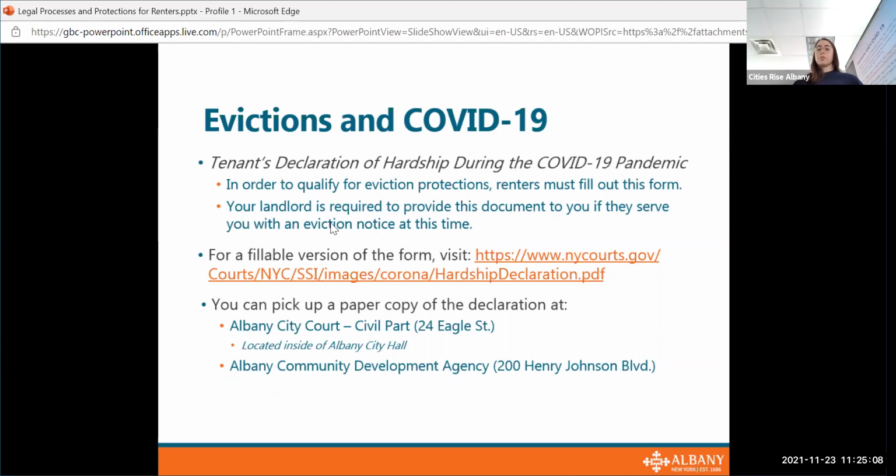Your landlord is supposed to give you a copy of that form if they serve you with eviction papers during this time. But if you need a copy, you can also download it from newyorkcourts.gov, or you can pick up a paper copy at Albany City Court, which is again inside of Albany City Hall at 24 Eagle Street. Or you can also pick up a copy of the declaration here at our office at 200 Henry Johnson Boulevard. And again, this is the form that a tenant needs to fill out if they want to be protected from eviction until January.